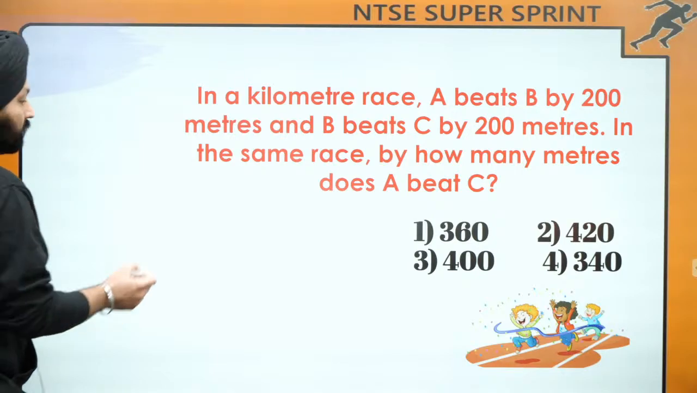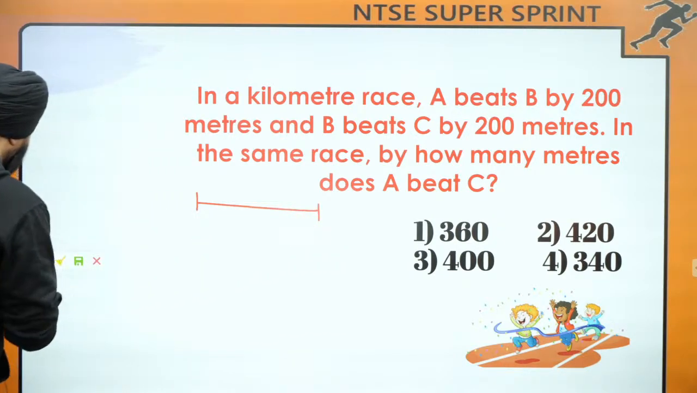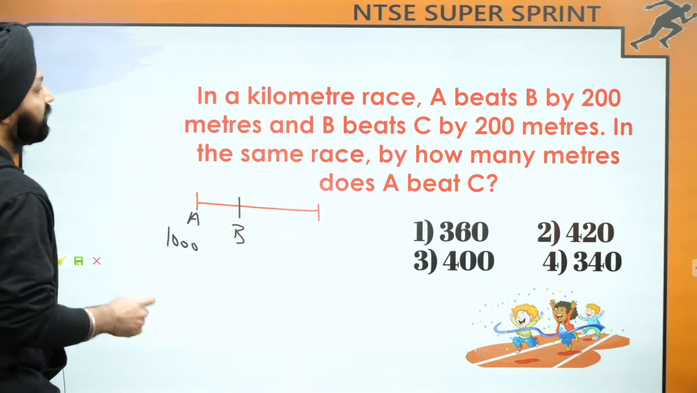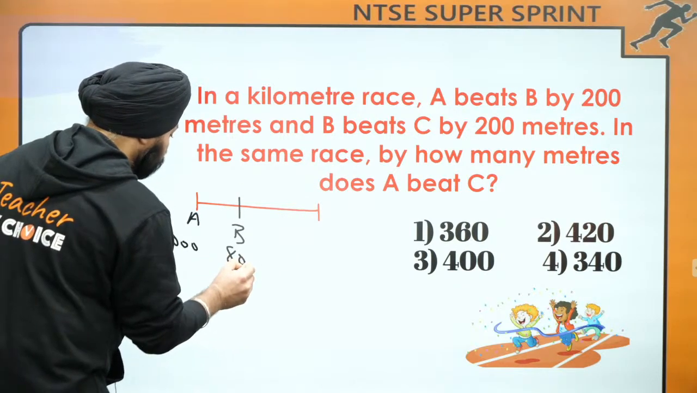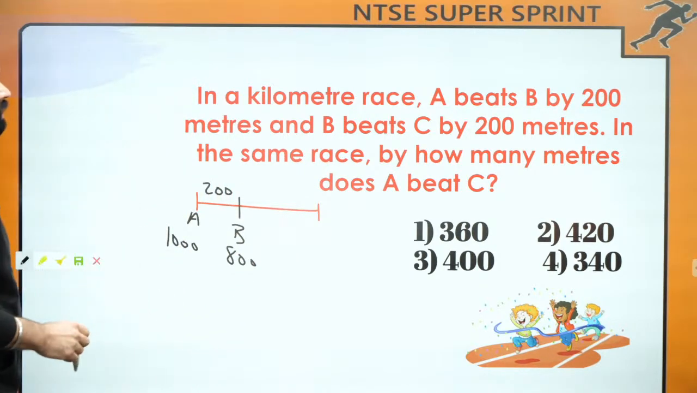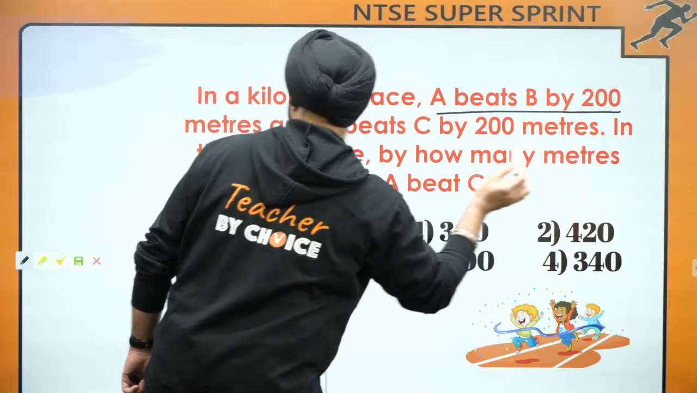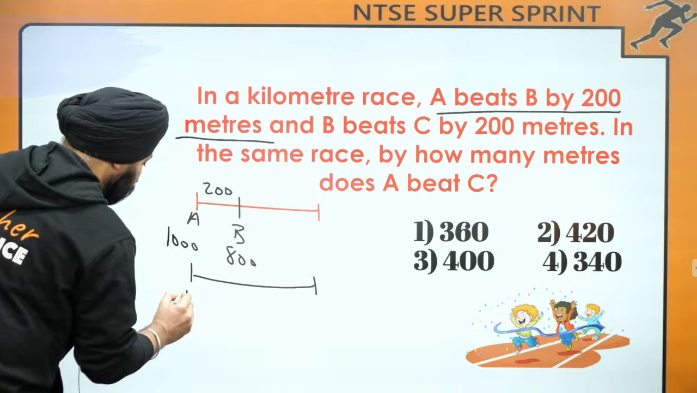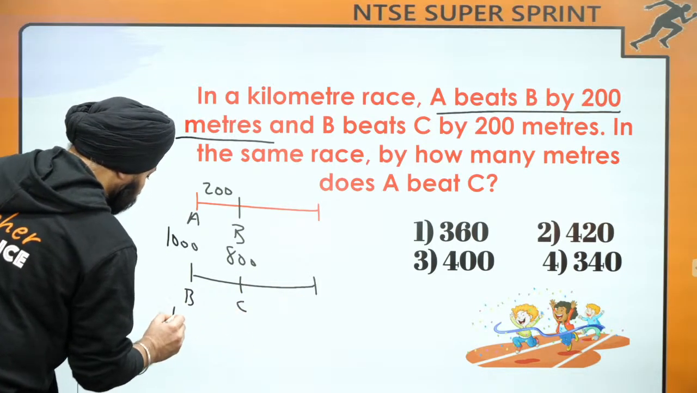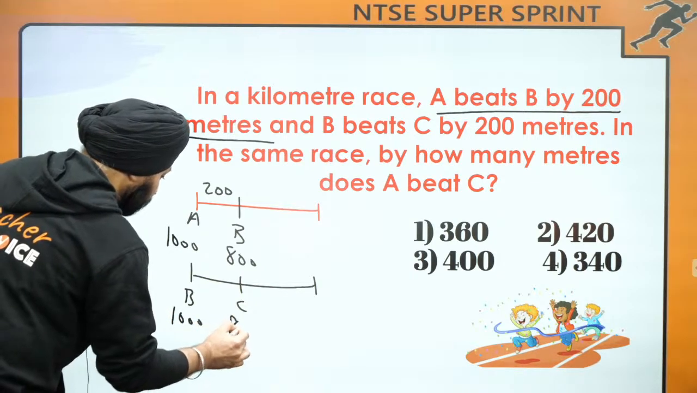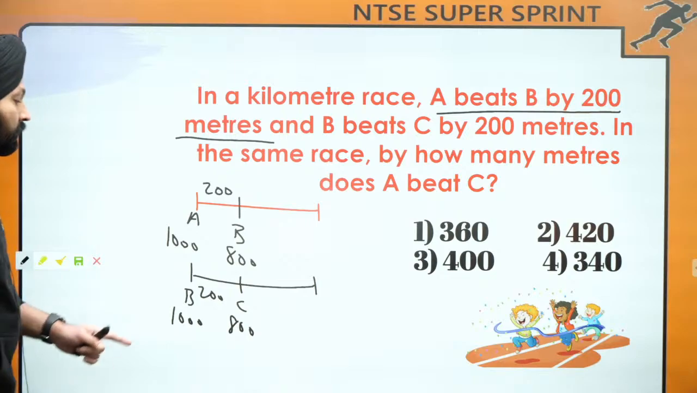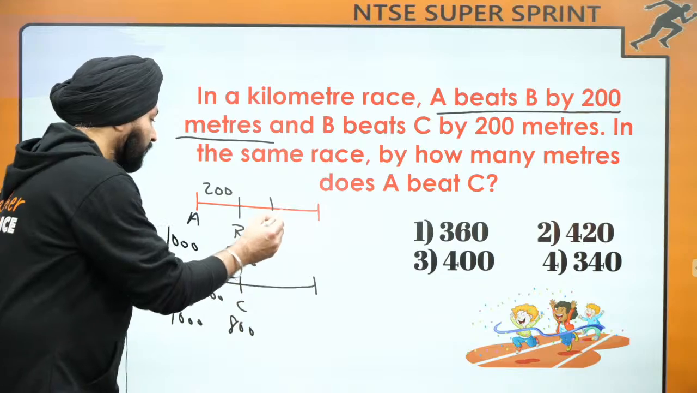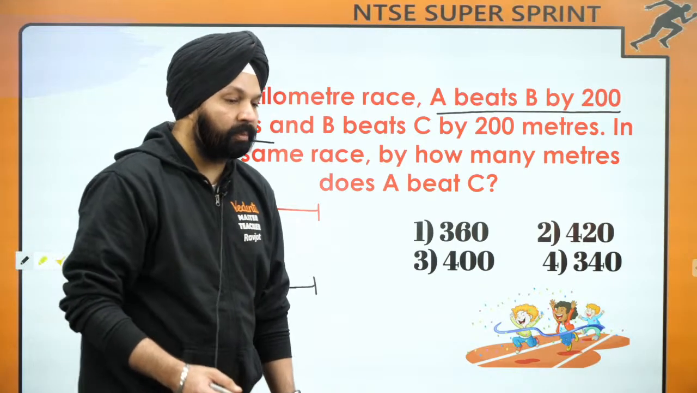Let's suppose this is the race and here is A. If A is on 1000, B is on 800, because he says A beats B by 200 meters. Similarly, he says B beats C by 200 meters. But the question is, if A, B, C, all three are running, then A will beat C by how many meters?